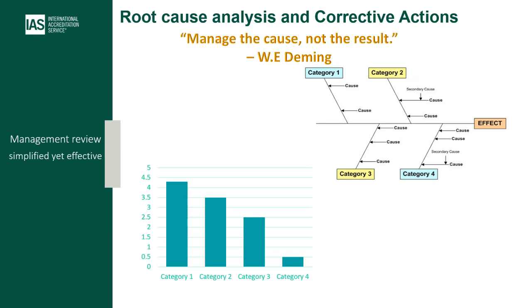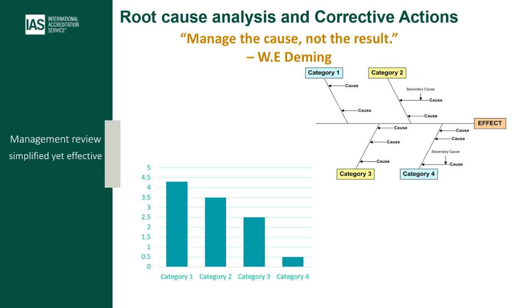So category 1 could be equipment. Category 2 could be environment. Category 3 could be quality system. Category 4 could be something else. Now, each one of these will contribute to the final effect.